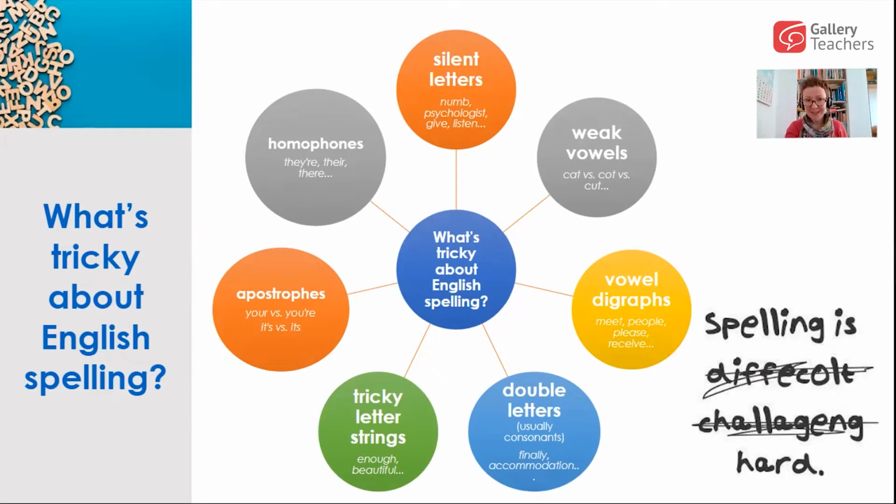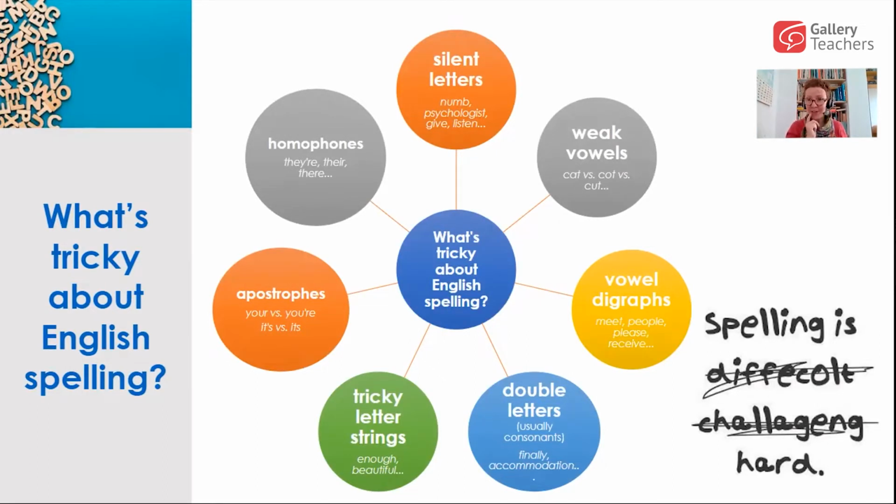Tricky letter strings, and I think the most famous one in English is probably the OUGH letter string, because again, the sound doesn't look like the letters, but also OUGH can have different sounds. So for example, in enough, it's an off sound. But if I talk about the bough of a tree, then it's OUGH, but the sound, again, is different.